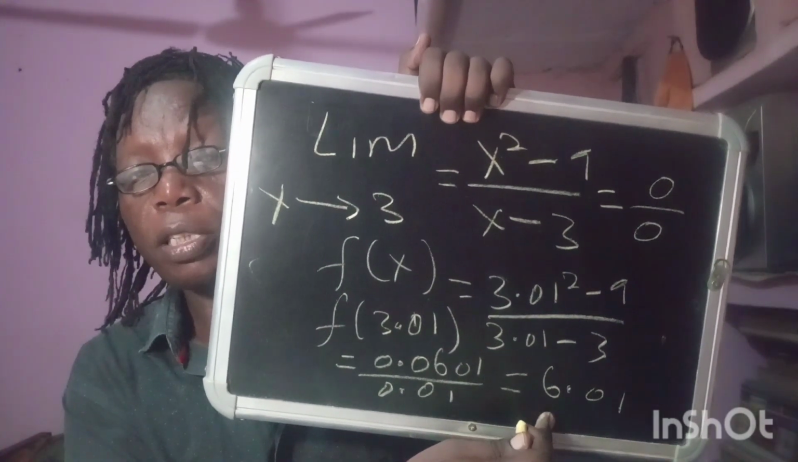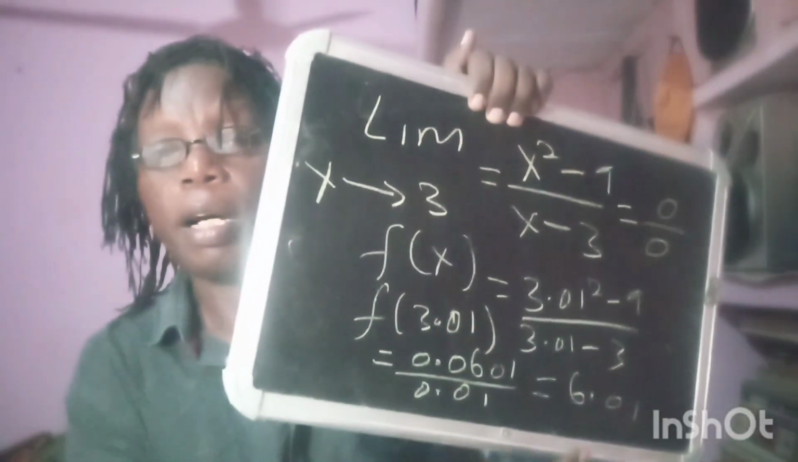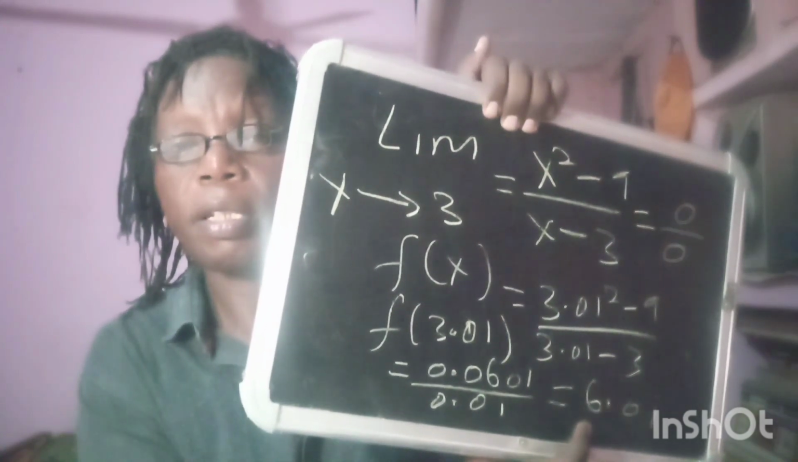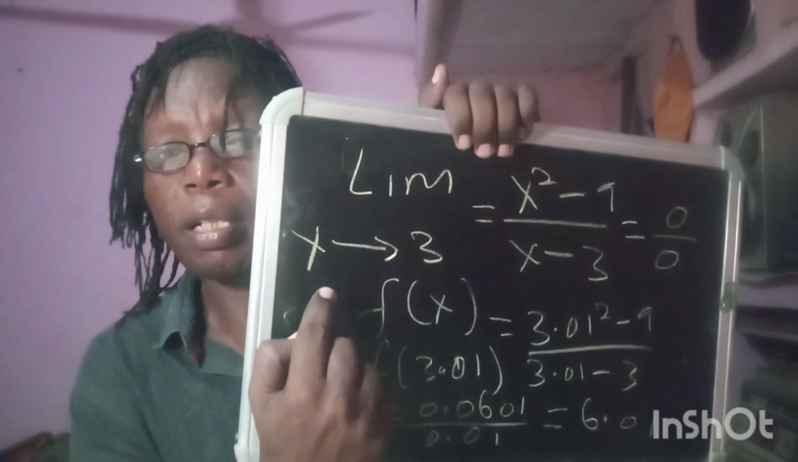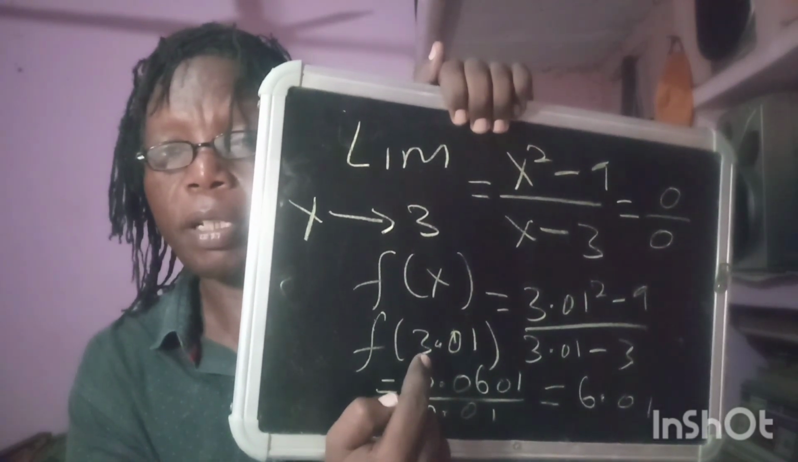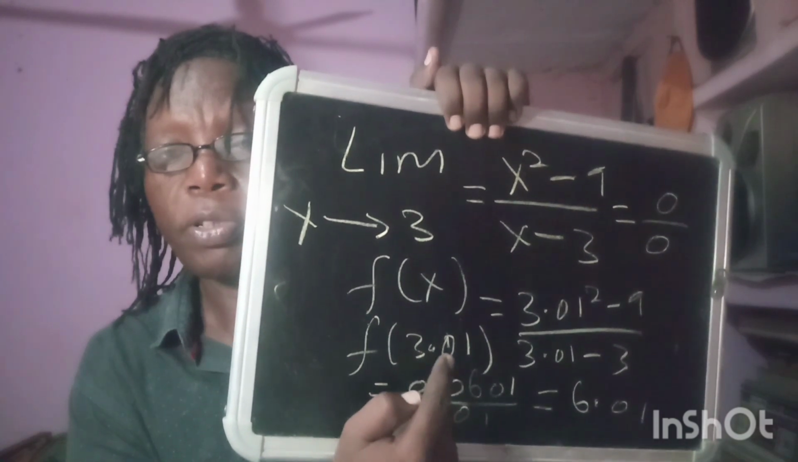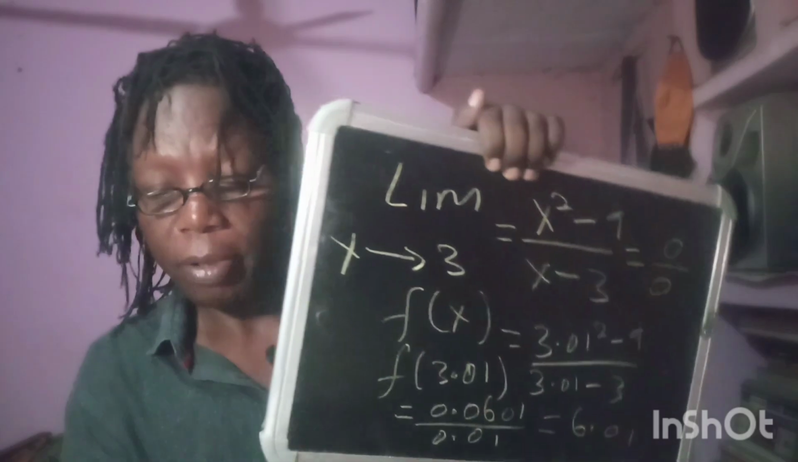Now we got 6.01, unlike before when you got 6.1. So we are getting closer and closer to 6. We are approaching this limit 6 as we get closer and closer to 3. You can put 3.001 again, apply the expression, and it will go even less than that.